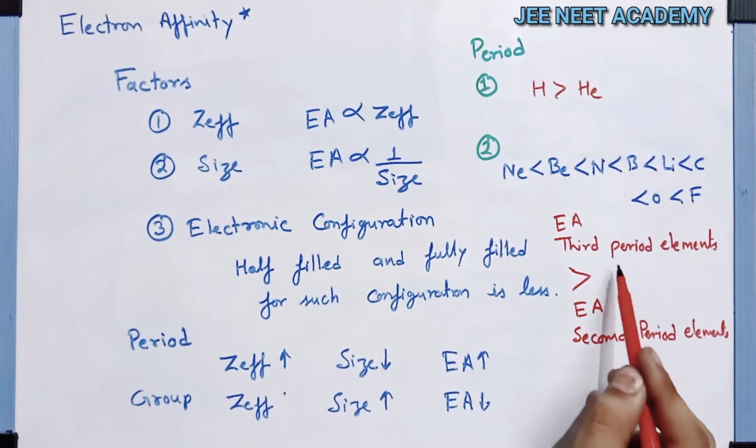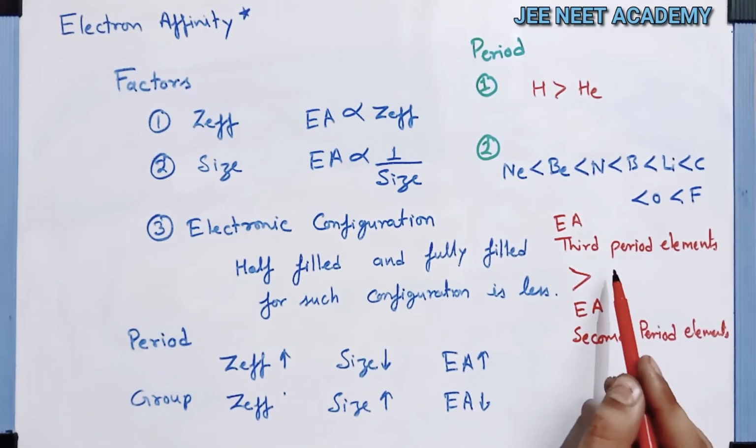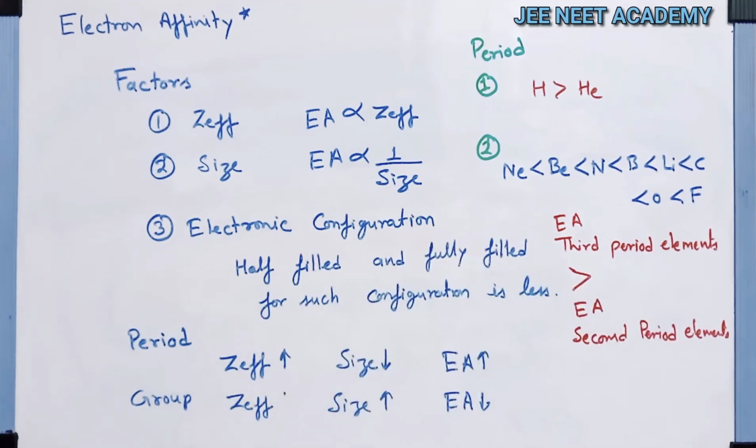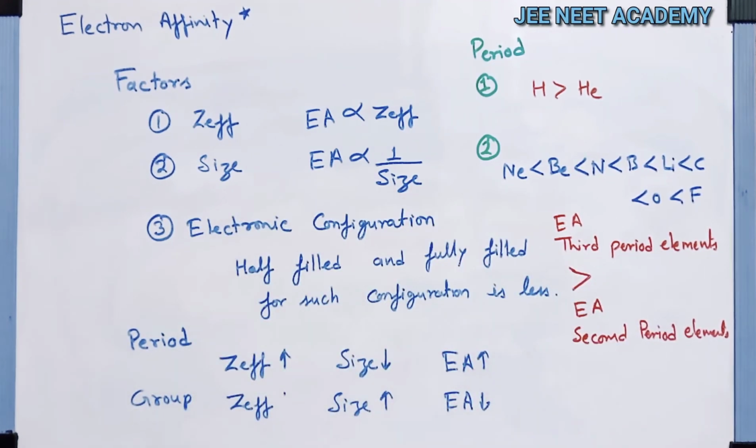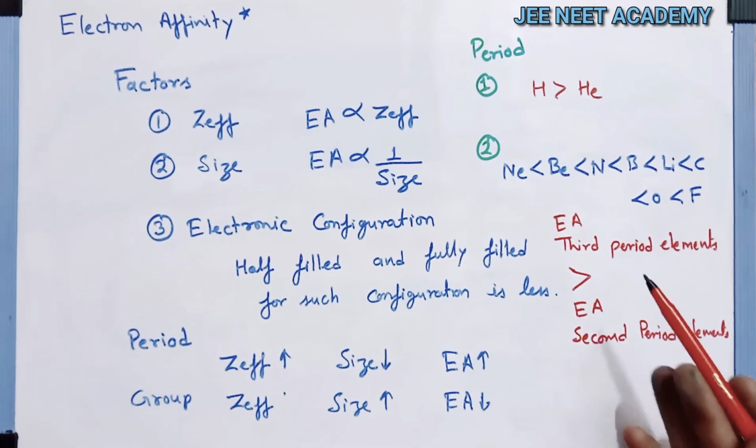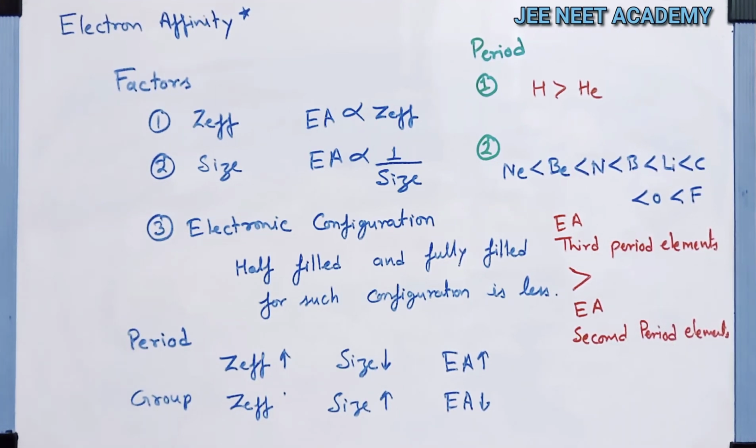Because the third period elements have a big last orbit size and the second period elements have a small size, when we are giving one electron, the room is less, so it will not release as much energy as a third period element does.